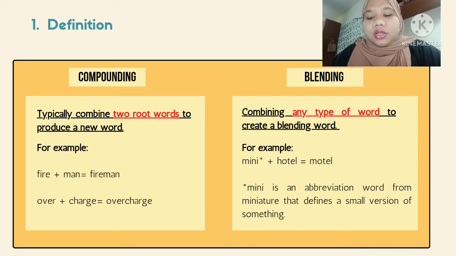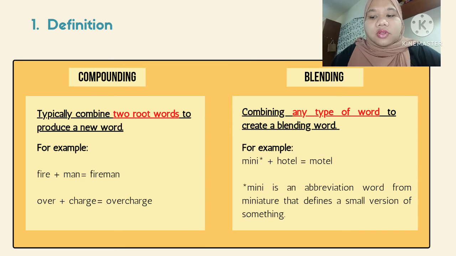Then we look at an example of blending, which takes any type of word. I use this example: first is mini. We blend it together with hotel, and it becomes motel. If we look at the meaning, mini is an abbreviated word from miniature. The word miniature defines a small version of something, which means that if we blend mini with hotel to become motel, motel is a small version of hotel. That is how they take any type of word to create blended words.